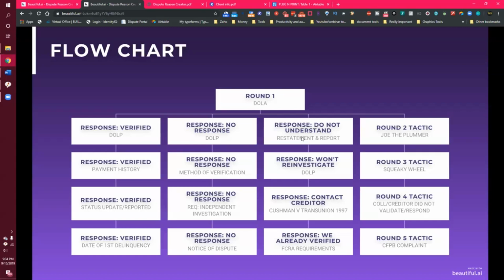So sometimes they're going to come back and say, well, we just don't understand it. And that's because a real person didn't look at your letter, because if they had, they would have understood what you were disputing, and it was the stupid computer that read it and spit out the thing that said, we don't understand, all right? So your response to this is actually going to be a restatement of what you originally sent. So you can paraphrase if you'd like. So, restatement and report, all right?